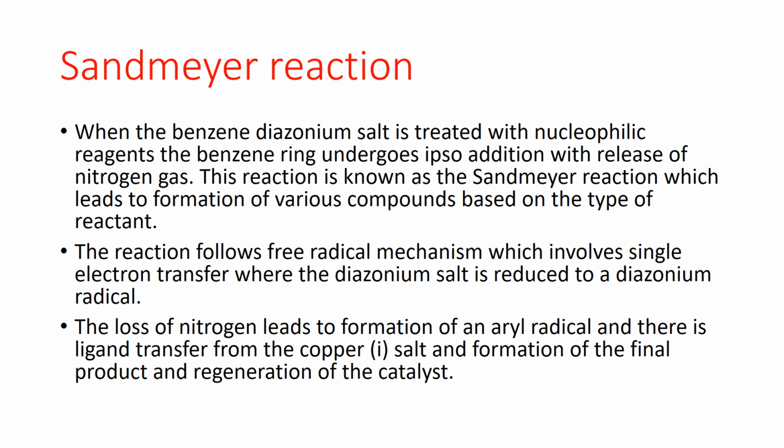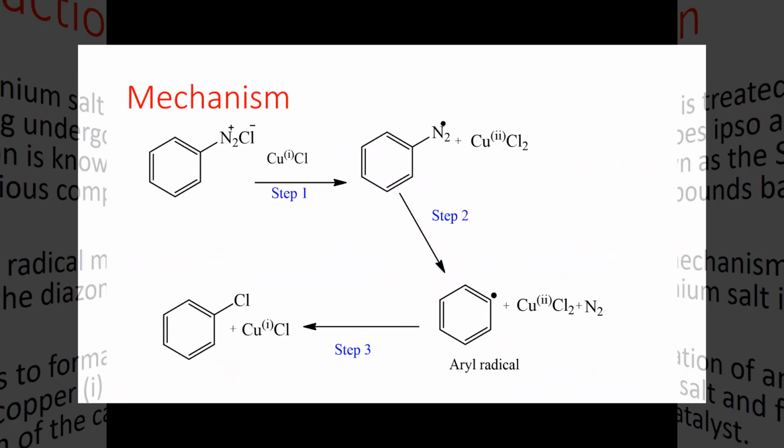The diazonium salt is reduced to a diazonium radical. Then we have loss of nitrogen, leading to the formation of the aryl radical and the ligand transfer. And then we shall have our catalyst being regenerated, as shown below.